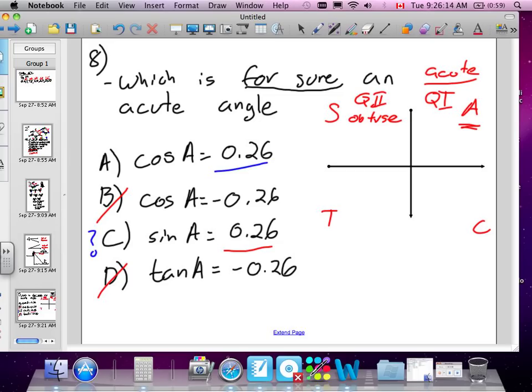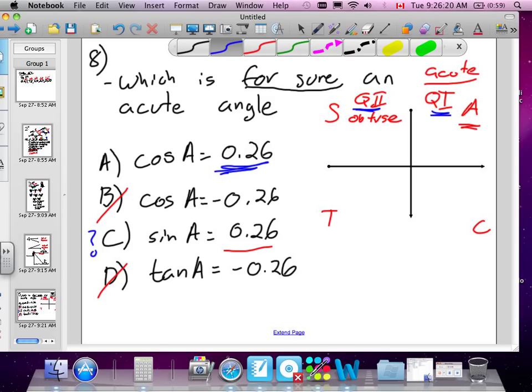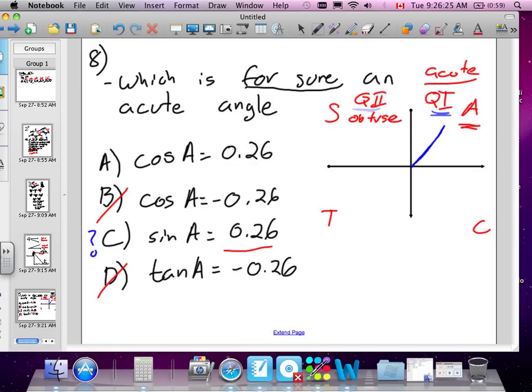Cosine being positive, because remember, we're only really working in quadrant 1 and 2. If cosine is positive, it can't be in quadrant 2, which means it must be in quadrant 1. Therefore, cosine A is for sure an acute angle. C is ambiguous. We're not sure, so we have to get rid of it. I can't tell if it's acute or obtuse, so I can't say for sure that it's an acute angle. So we take that off of the market.